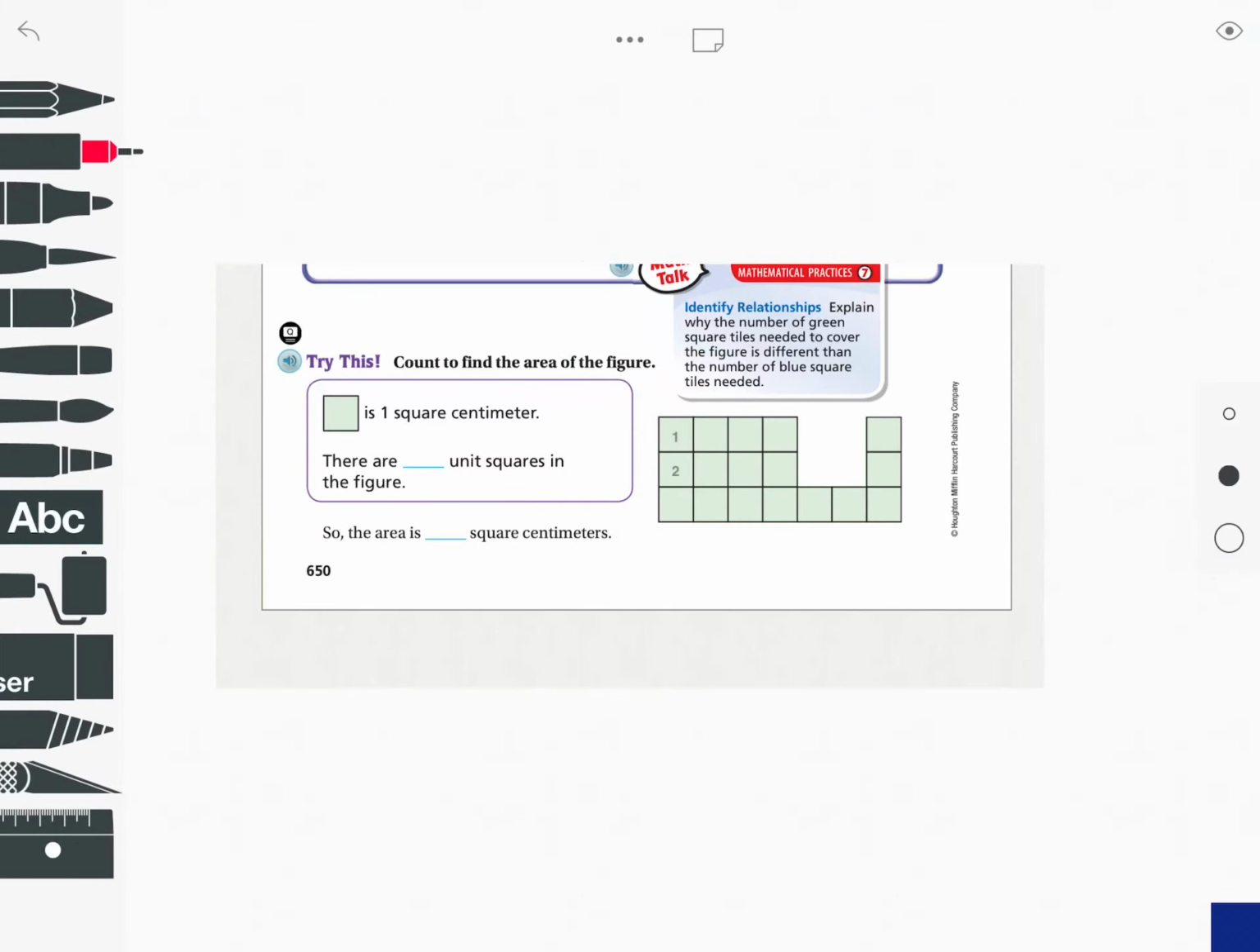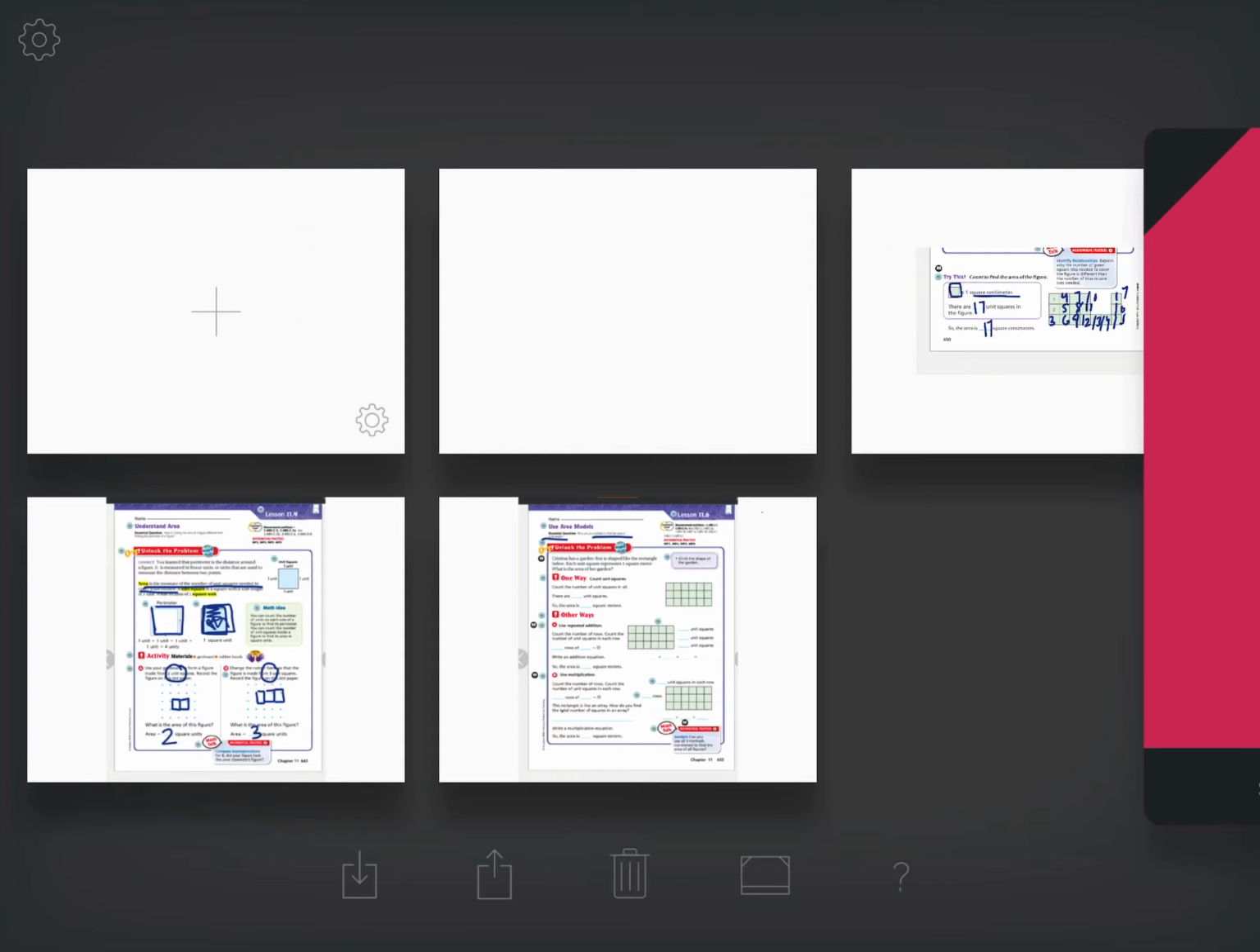When I'm trying to find area, one way to find the area is just to count how many squares there are. These are square centimeters. I know each square is a square centimeter. So all I do is count up how many squares there are, and that will tell me the area. So I have 1, 2, 3, 4, 5, 6, 7, 8, 9, 10, 11, 12, 13, 14, 15, 16, 17. So this figure is made up of 17 unit squares, so the area is 17 square centimeters.